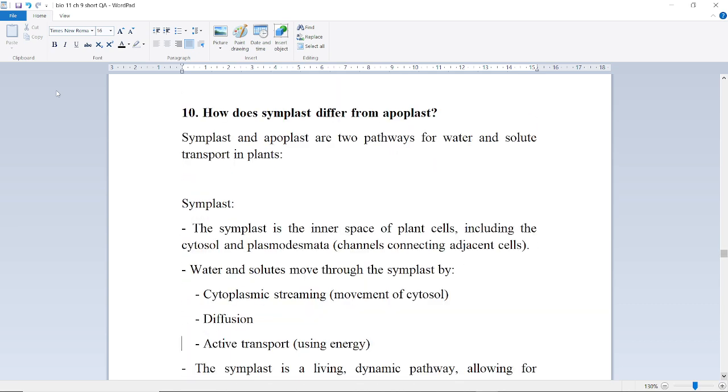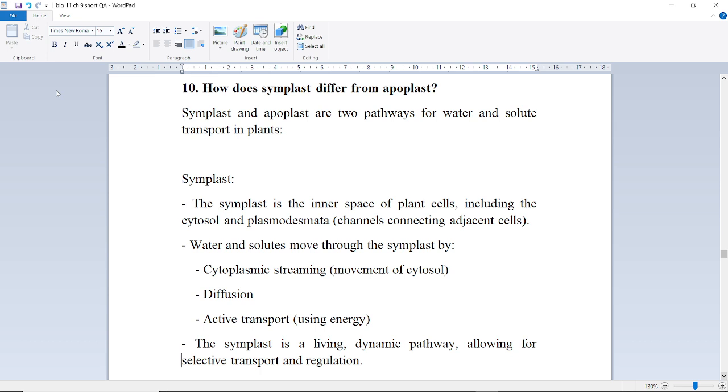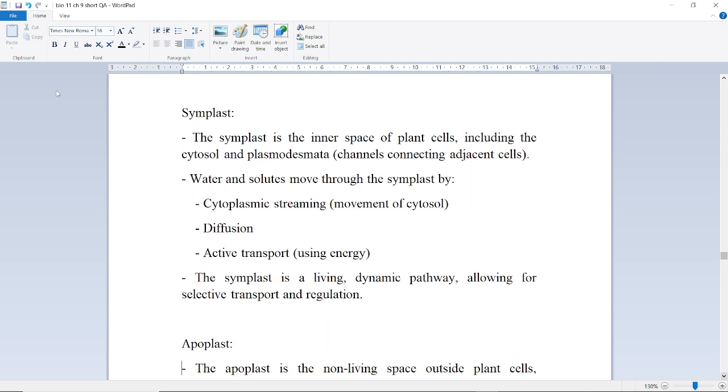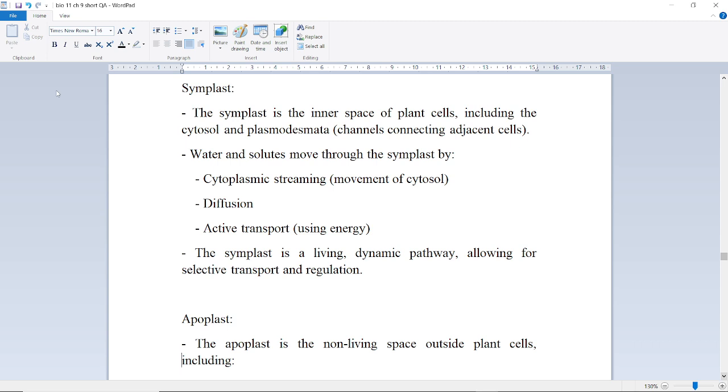Next question is, how does symplast differ from apoplast? Symplast and apoplast are two pathways for water and fluid transport in plants. First of all, we see what is the symplast pathway. The symplast is the inner space of plant cells, including the cytosol and plasmodesmata, channels connecting adjacent cells. Water and fluids move through symplast by cytoplasmic streaming, diffusion, and active transport. The symplast is a living, dynamic pathway allowing for selective transport and regulation.